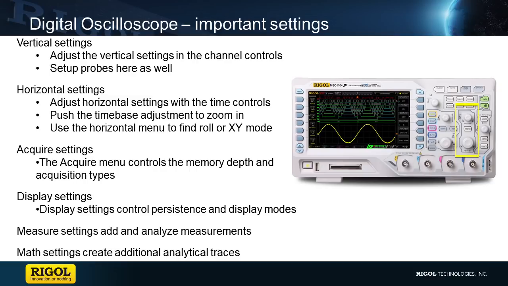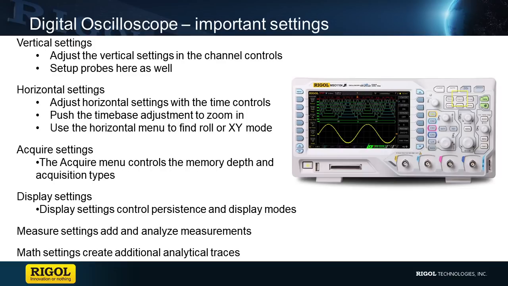Also in the horizontal menu is where you would set XY mode. You might have a couple labs that do some XY plotting, looking at those kinds of curves, which are interesting, and that's how you get to it, in the horizontal menu. Your acquire settings: the acquire button there sets your acquire modes, which we'll talk about a little bit later, as well as your memory depth, and tells you what your sample rate is.